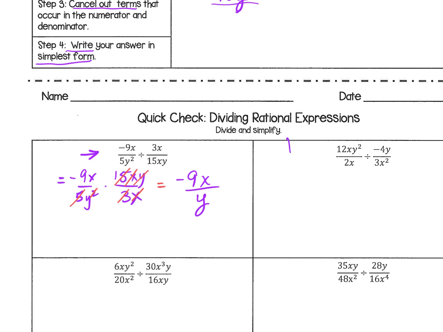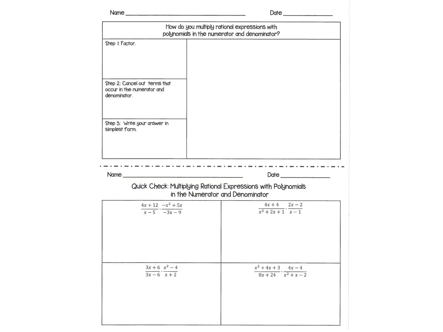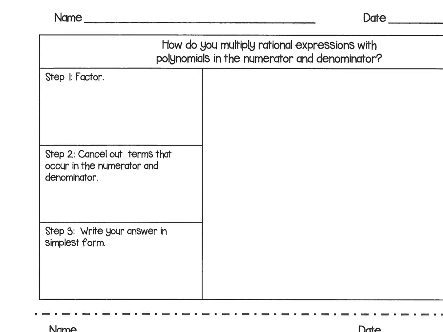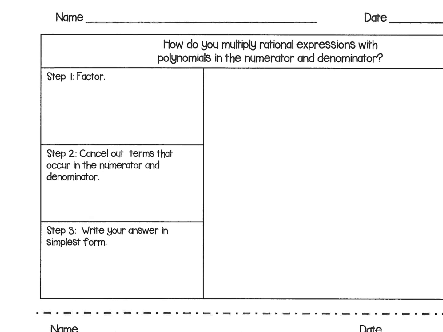All right, so the other three are homework questions. Let's move on to what if we have polynomials? When multiplying rational expressions with polynomials, step 1 is factor. Step 2 is cancel terms. Step 3 is rewrite. These are the same steps for doing anything, aren't they? The only difference is how we factor is a little different.